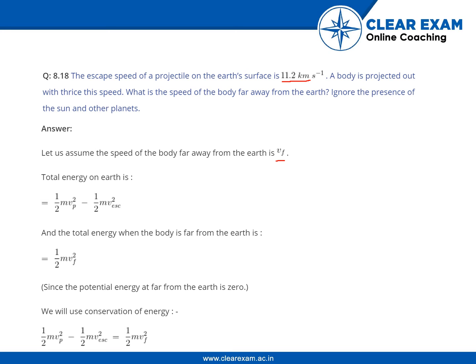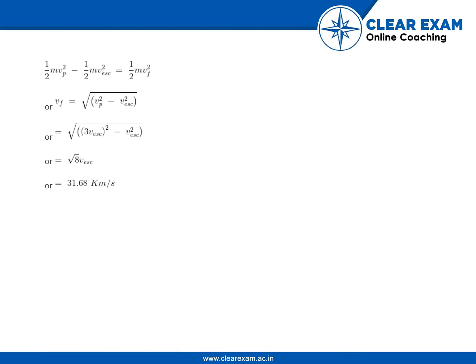This is the formula, so let's put it in a box. Next, when you take the half common on the LHS and RHS, it gets cancelled. So you'll be left with Vf square is equal to Vp square minus V escape square.